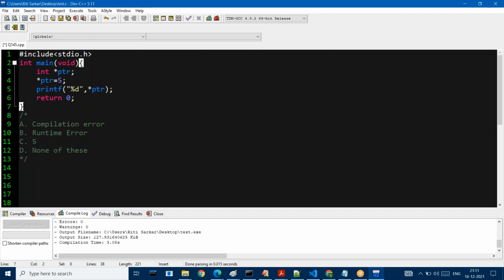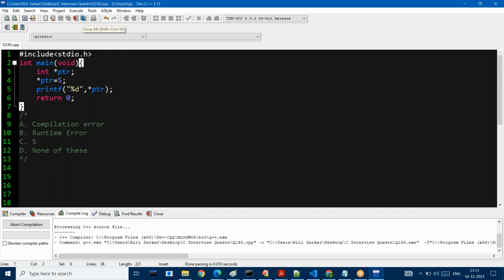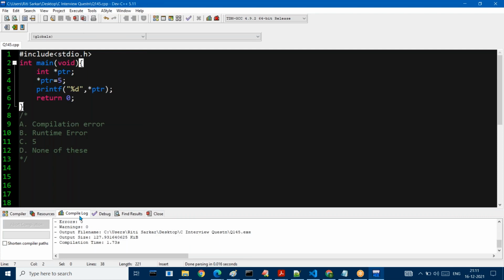Syntactically no problem. Execute, I'm compiling the code. Let's see whether there is any syntactic issue or not. Syntactically no problem, no error, no warning. But the problem is at runtime. Suppose I ask you to send this letter, and you ask, sir, to whom to send? Then I tell you I don't know.